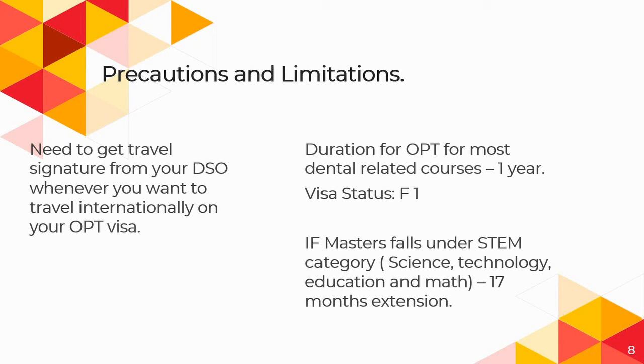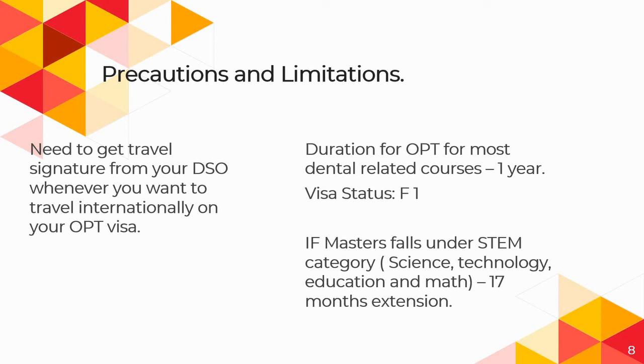Now, the duration. The duration for OPT, for most dental related courses, especially the clinical courses, is 1 year. So while you're working on your OPT and you only have that validity for 1 year, you also need to have a valid F1 status. At least when you're applying for it, if your F1 status dies out in between, then you cannot travel internationally, because then you won't have a valid visa status to come back on. So you just need to remember that the visa status that you are still on while you're on your OPT is still your F1, because you're still connected to that educated field that you just graduated from.